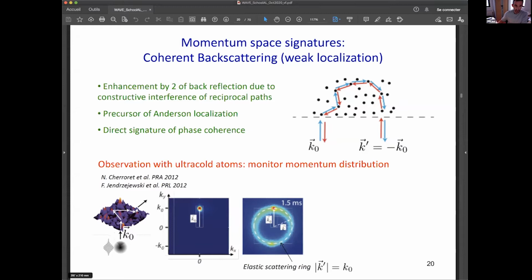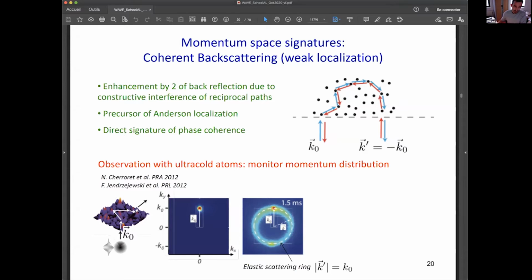Then we switch on the disorder. The atom will propagate, will evolve in disorder. And then we do the time of flight, and we look at how the momentum distribution has evolved. So you have to think this image is not an image in real space, but it just shows you what's going on in velocity space.